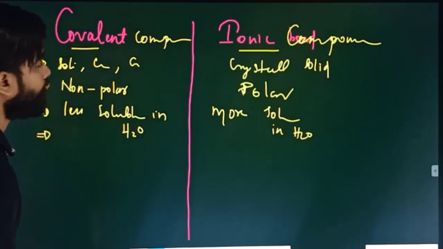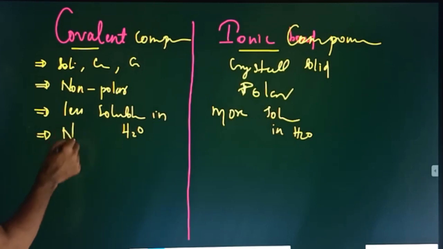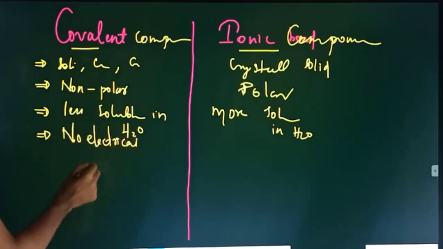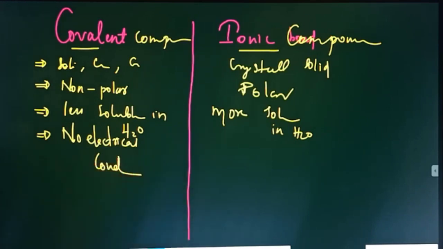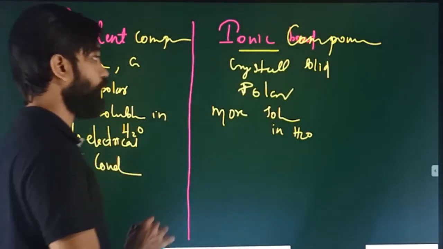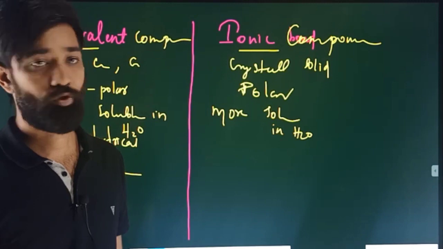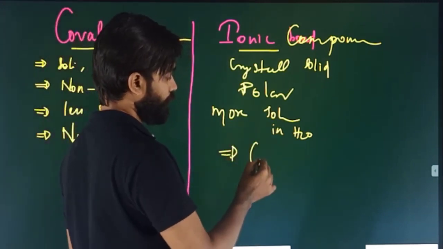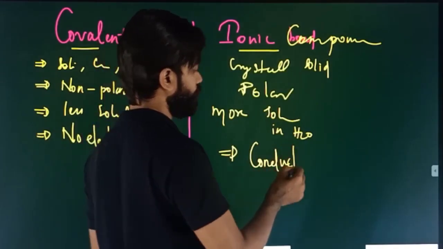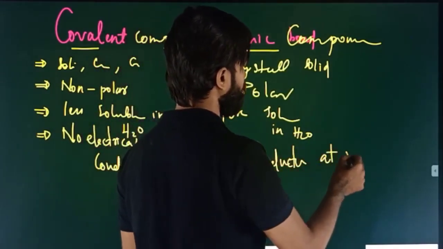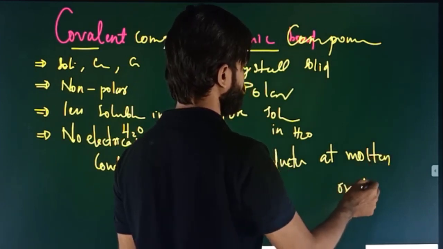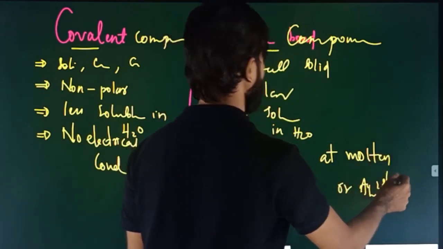Next, covalent compounds have no electrical conductivity because they won't ionize, generally, for a pure covalent compound, which is not a polar molecule. Ionic compounds are conductors in the molten or aqueous state.